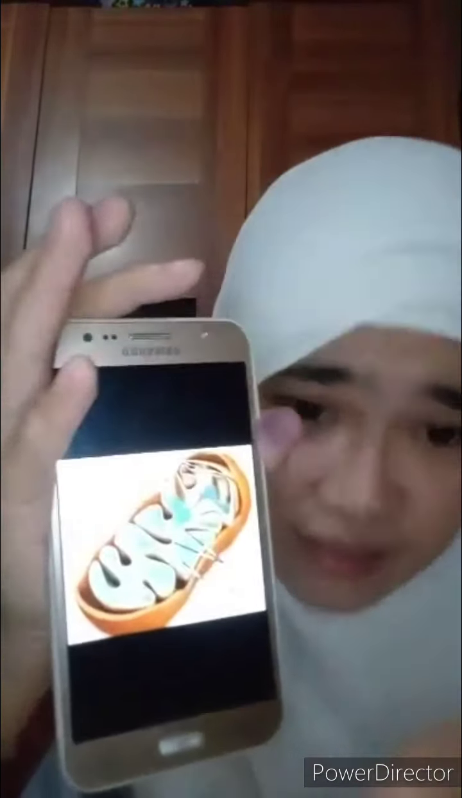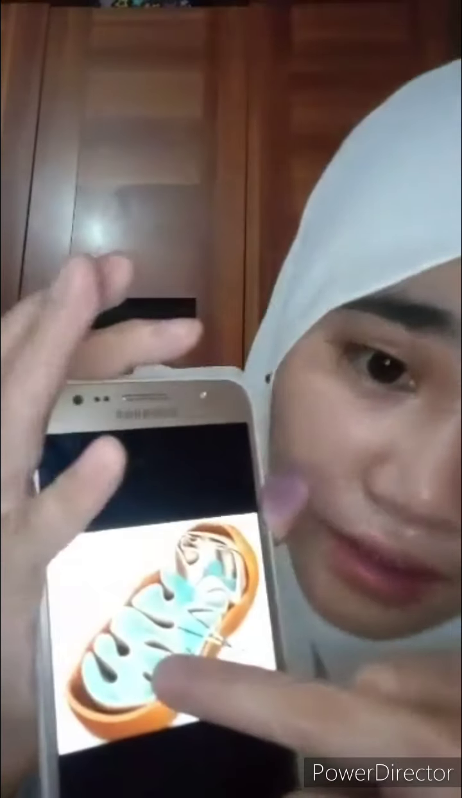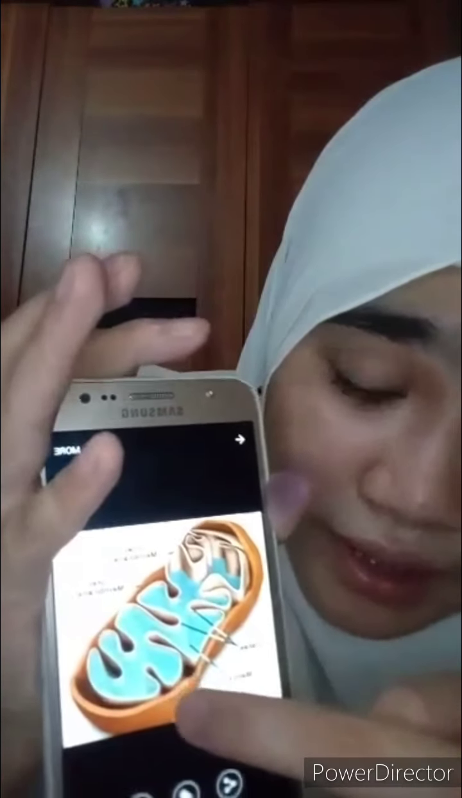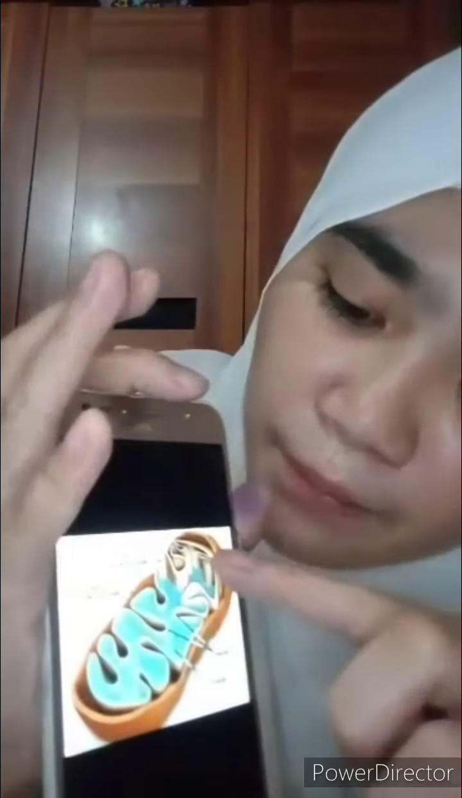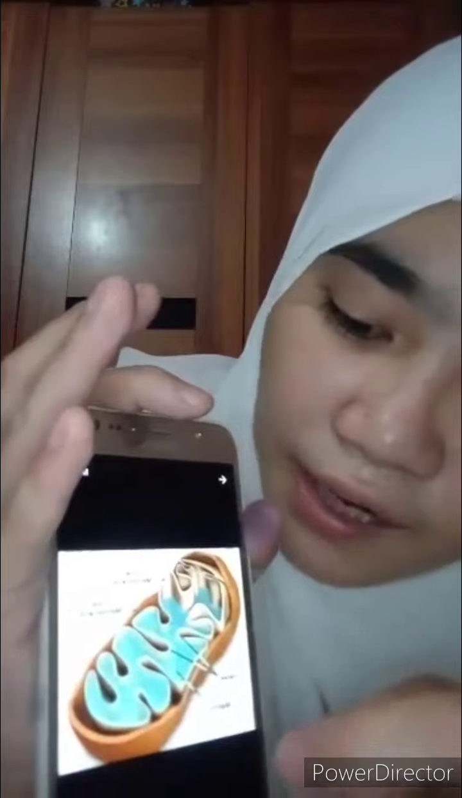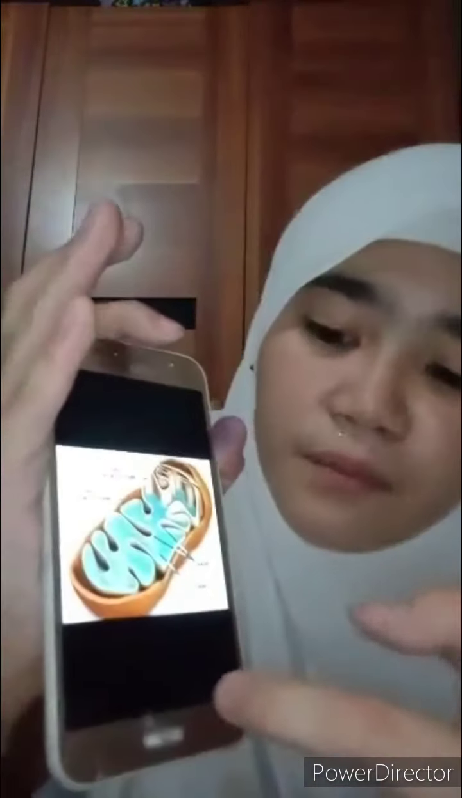So the matrix is here, the blue one. The cristae is like a boundary, like a worm, and the inner membrane is here, you can see. The outer membrane is here, the brown one. So that is the structure of the mitochondria.